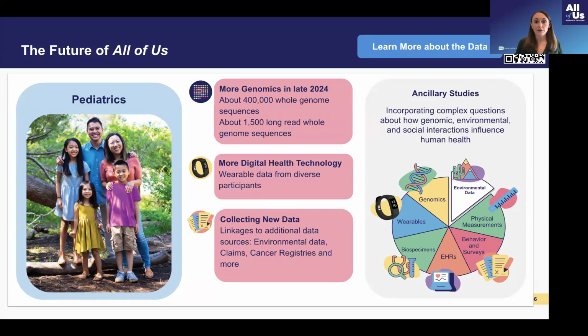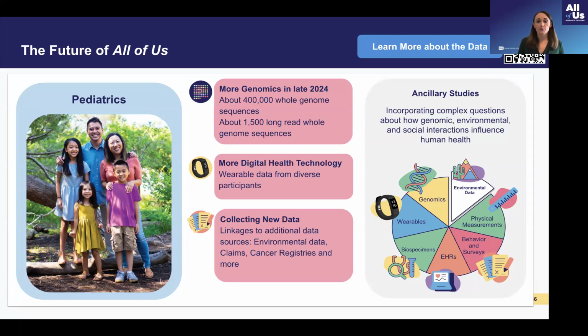We're going to be bringing on more genomics, moving into about 400,000 whole genome sequences with over 1,500 long read sequences, meaning that you can start to see copy number variation, structural variants, and things like that. More wearable data from Fitbit, as well as new data from surveys and other things.